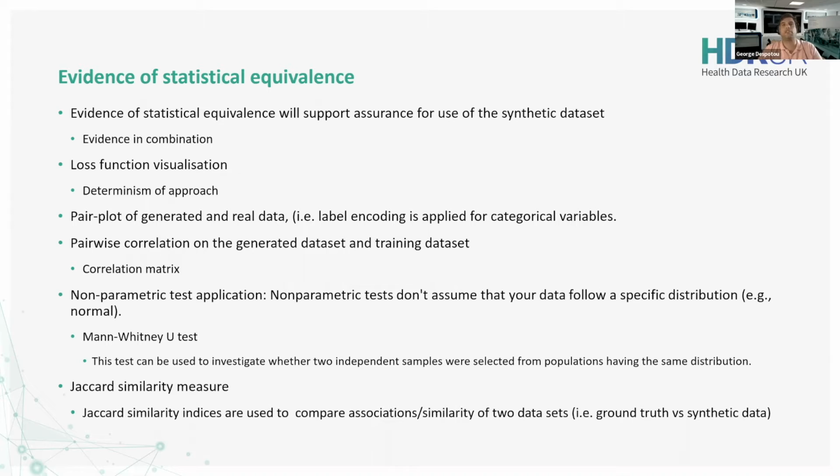We visualized the loss function to demonstrate that the generative adversarial network followed what theory would predict. So let's say provide some sort of confidence that there is a determinism in the approach that we followed. We did generate pair plots of real and synthetic data sets. We looked at the pairwise correlation between the two data sets, and we used correlation matrices, that's hundreds of rows and columns big. We used non-parametric tests, the Mann-Whitney U-test, and finally we used Jaccard similarity.